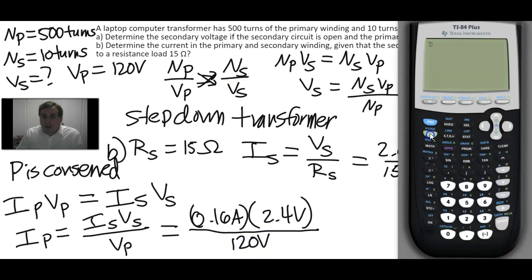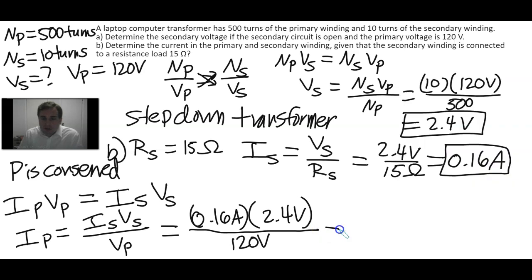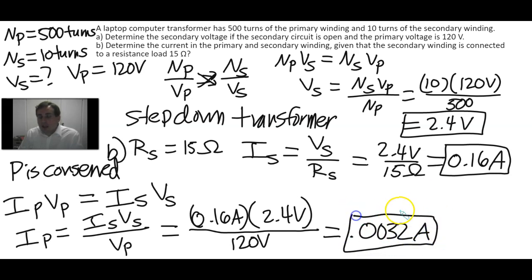So calculator, alpha F1 numerator over denominator. So let's go 0.16 times 2.4 and divide that by 120. Let's hit enter. That's 0.0032. So this is equal to 0.0032 amperes, which, again, giving you a little bit of context, that should be 3.2 milliamperes.